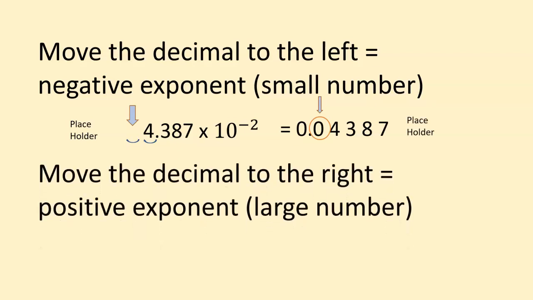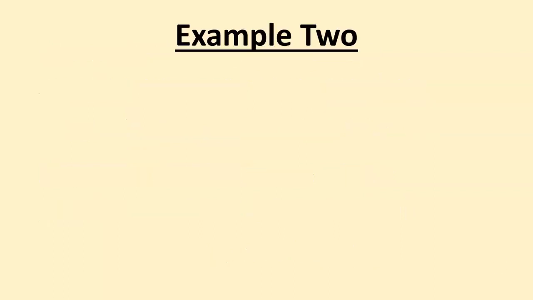All right, so it works the exact same way again. We're going to move the decimal to the right with a positive exponent and a large number. So again, we're starting in scientific notation. This is the exact same problem. However, our exponent is positive and not negative. So let's move that decimal right over to the right. And because the exponent told us to move it 2 spaces, our final answer is 438.7.